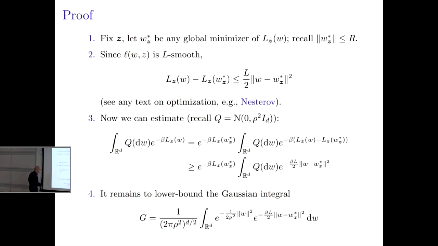And now we can estimate this integral. Remember that our Q is actually a spherical Gaussian, with covariance proportional to the identity. So what I do is I first add and subtract the value at the minimum. And then I use this inequality to lower bound that exponential. Now it's nice, because this gives us the exponential of the minimum empirical loss, and this is a Gaussian, and we multiply a Gaussian by another quadratic thing with a shifted W. So now we just need to lower bound this Gaussian integral.